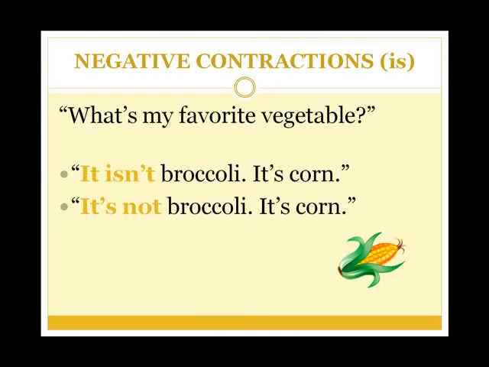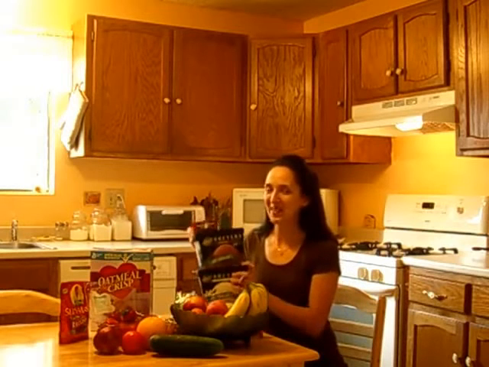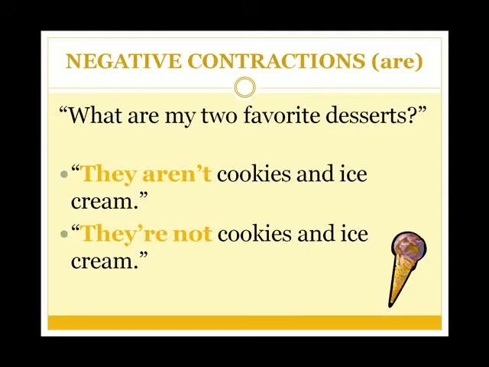Negative contractions with is. The question was, what's my favorite vegetable? We can say, it isn't broccoli, or it's not broccoli. It's corn. What are my two favorite desserts? They're not cookies and ice cream. My favorite desserts are chocolate and chocolate cake. Negative contractions with are. The question was, what are my two favorite desserts? We can say, they aren't cookies and ice cream, or they're not cookies and ice cream.